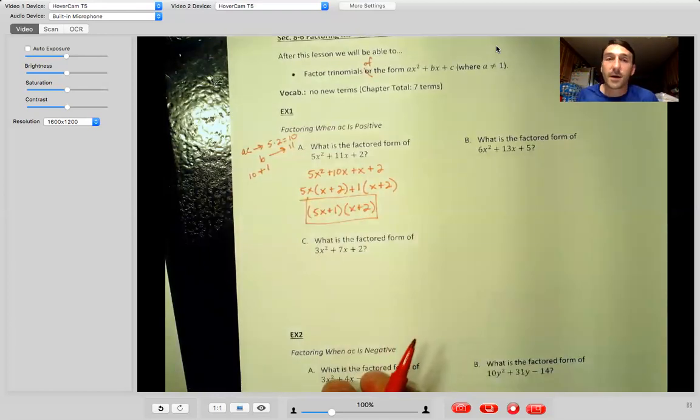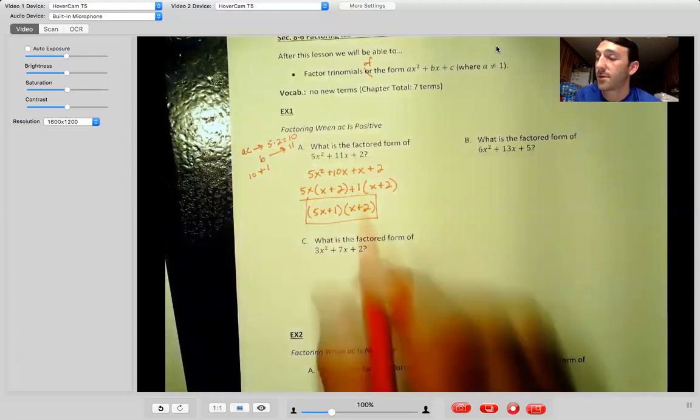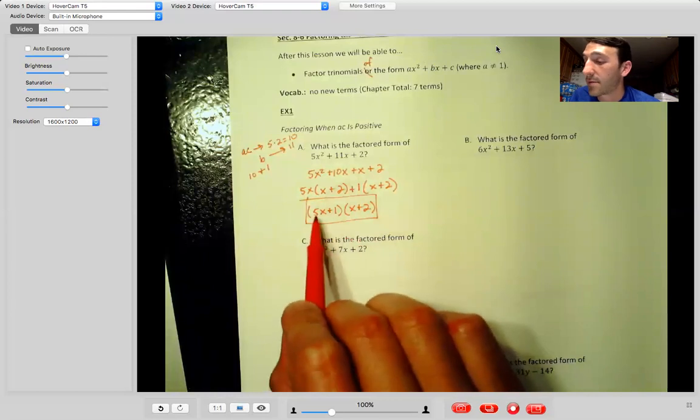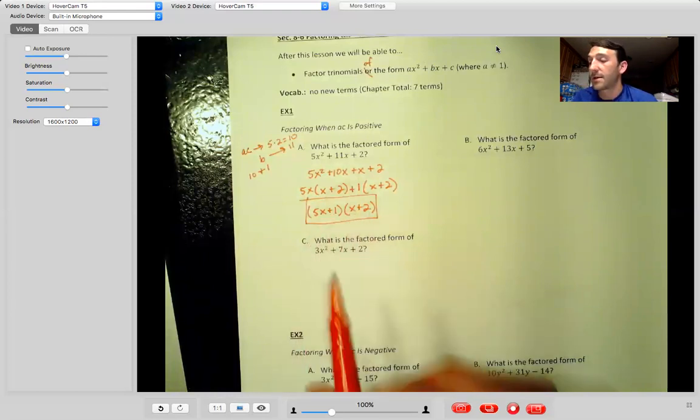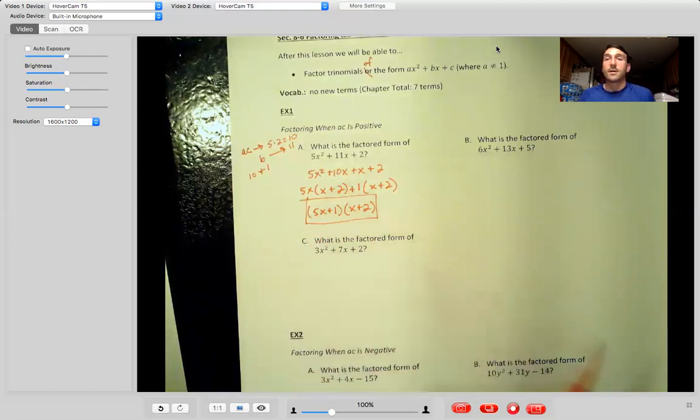So remember, in section 8.5, we could just assume it was going to be x plus or minus something times x plus or minus something. Not the case here. So you can see how these are just a little bit tougher.